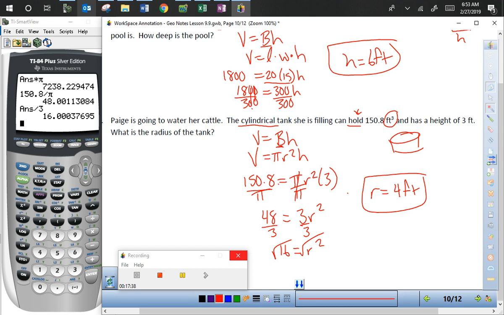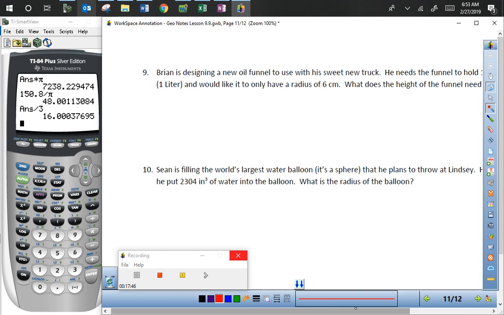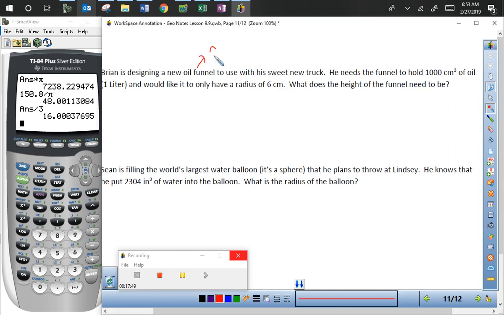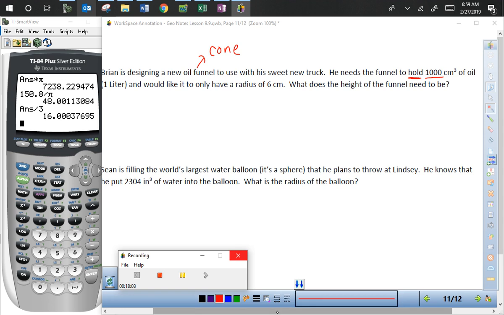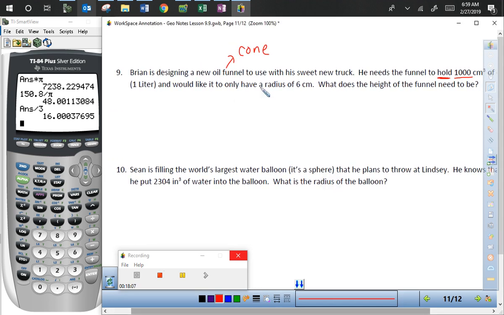Alright, next one here. Brian is designing a new oil funnel. Remember, funnels are in the shape of a cone to use with his sweet new truck. He needs the funnel to hold, so we see that word hold again, 1,000 centimeters cubed of oil. With the hold, we know we're going to be dealing with volume, and then we're told the radius is going to be 6 centimeters. What does the height of the funnel need to be?